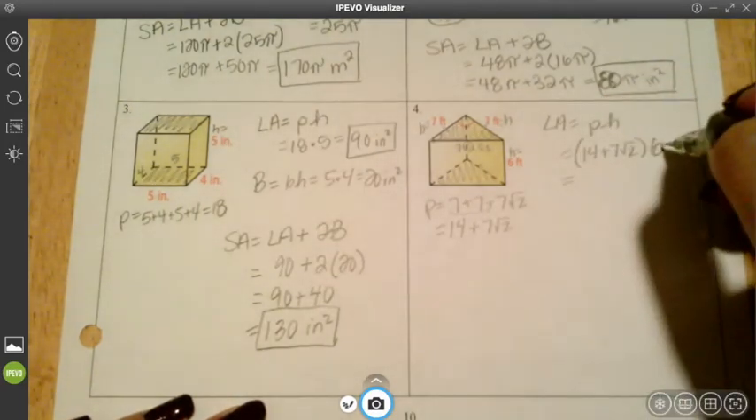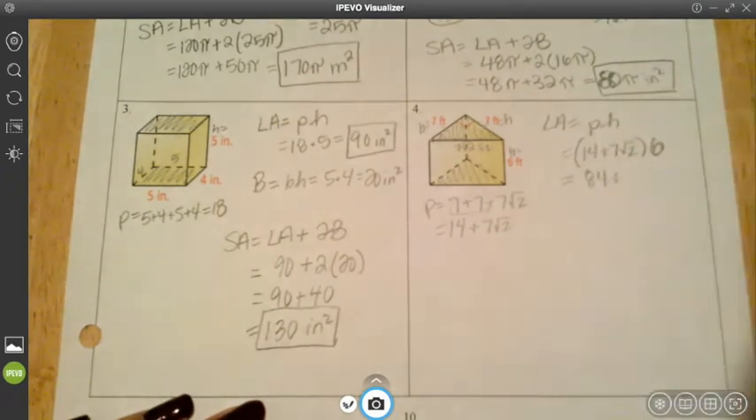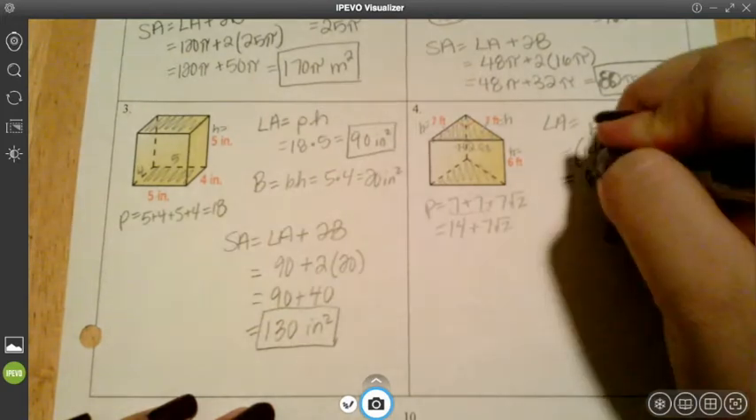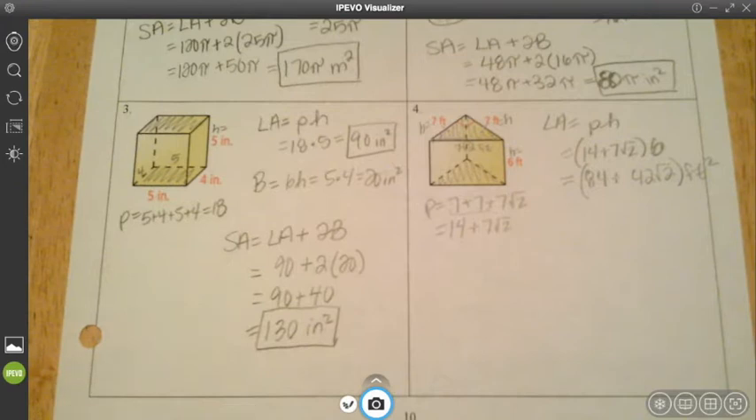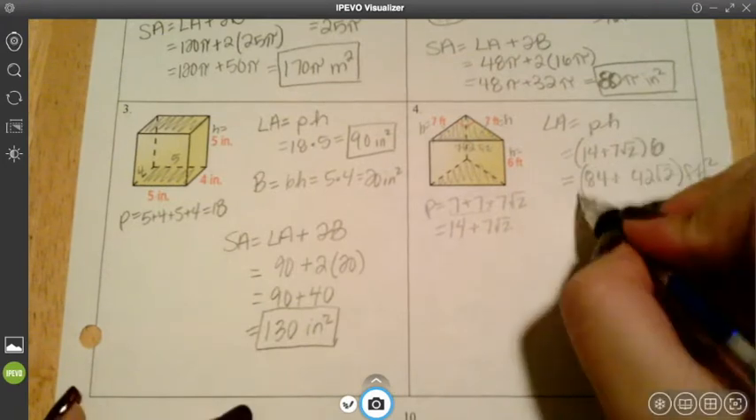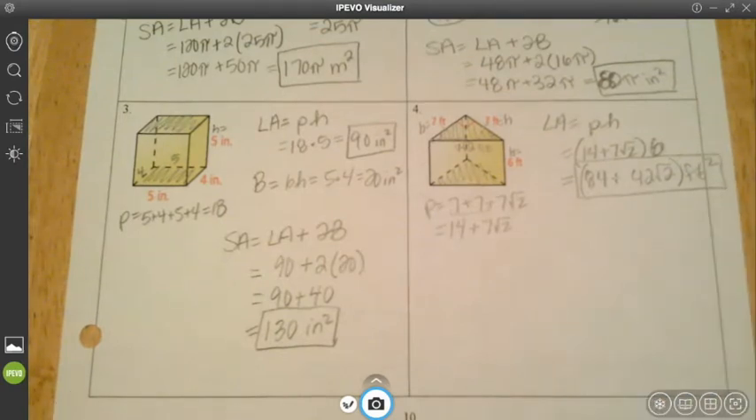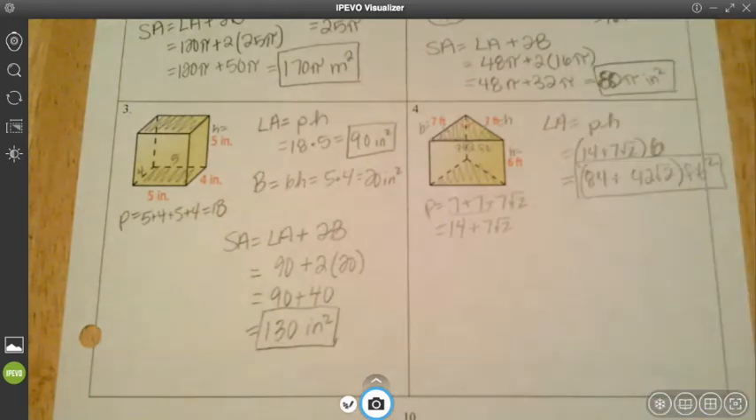14 times 6 is 84. 7 times 6 is 42 root 2. That whole thing is in square feet. We're going to leave that answer exact. If we want to estimate it, you could put it into the calculator, but since it says to leave our answers in terms of pi, we're going to leave all of our answers exact.